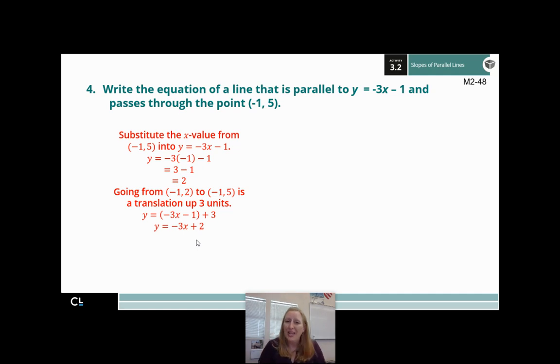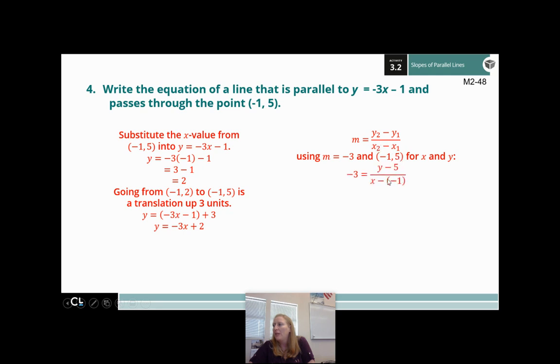For those of you that liked Ramsey's method better, I'm going to do that one as well. So Ramsey's method was using that slope formula, right? So use the slope. We know what the slope is. We know the slope is -3, and we have points for x and y, -1 and 5, boom, boom. So I'm going to substitute in for m. I'm going to substitute in a -3. And then instead of y sub 2 minus y sub 1, I'm going to do y minus 5 over x minus a -1.